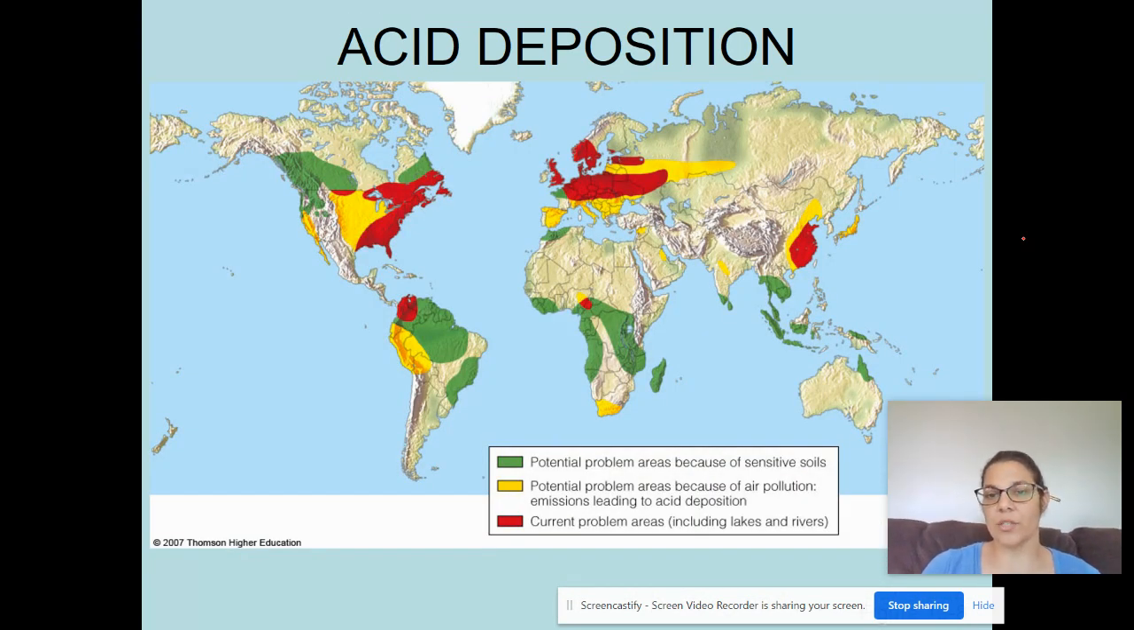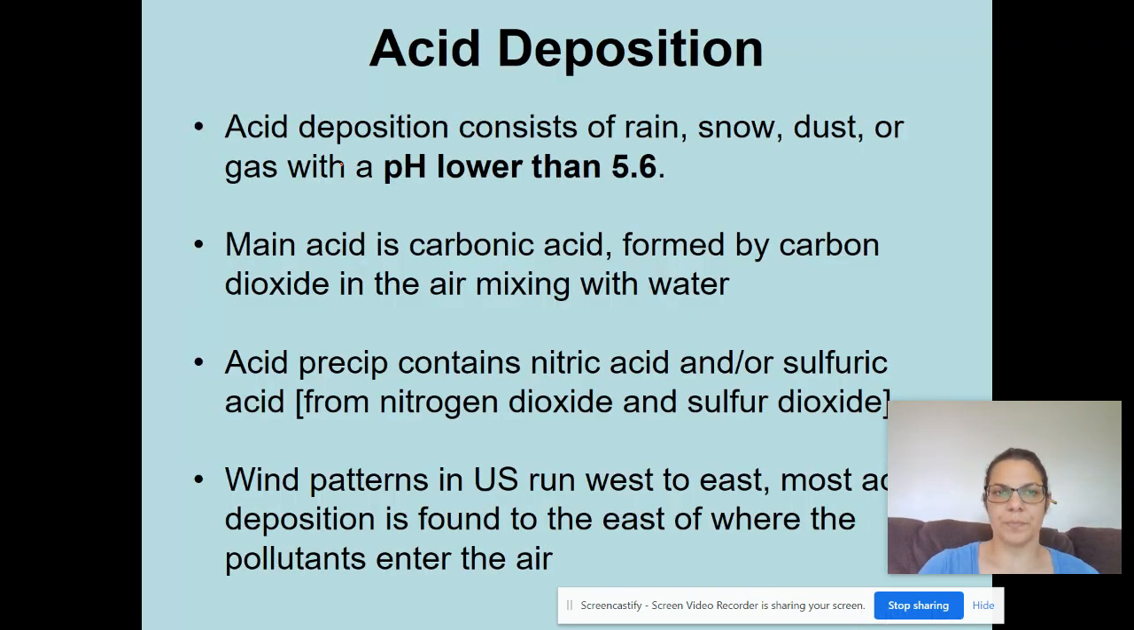Here you have areas in red, which are really bad. Lakes, rivers, things like that can become more acidic. Yellow areas are potential. And then you have areas with sensitive soil. So you're talking about rainforests, which you guys already know have crap soil. And then you're getting up here into the Pacific Northwest and Northeast. These are your temperate rainforests on the west, where you have areas with crap soil to begin with.